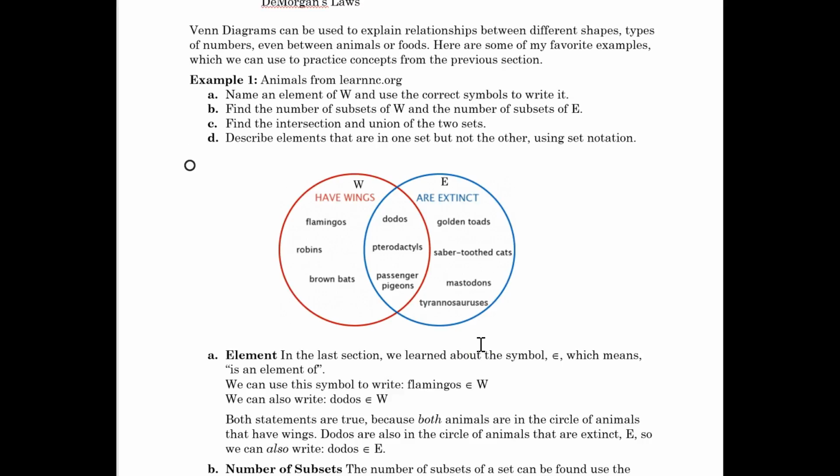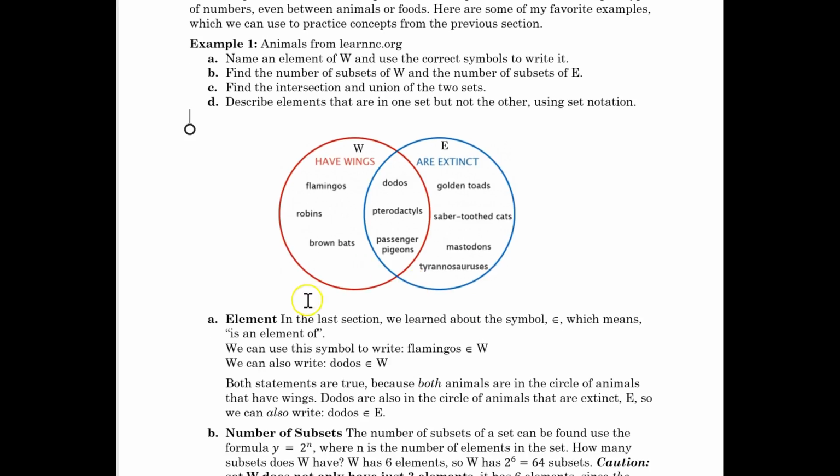Now let's talk about one more thing. Dodos is also an E, right? So you could also write dodos is an element of the set E.